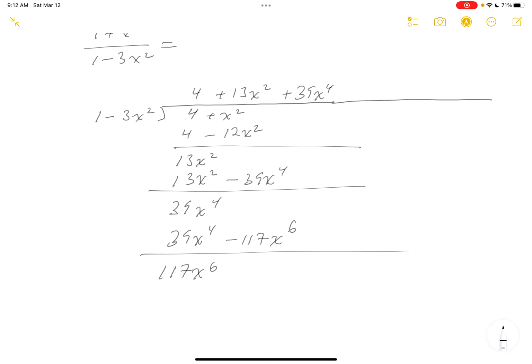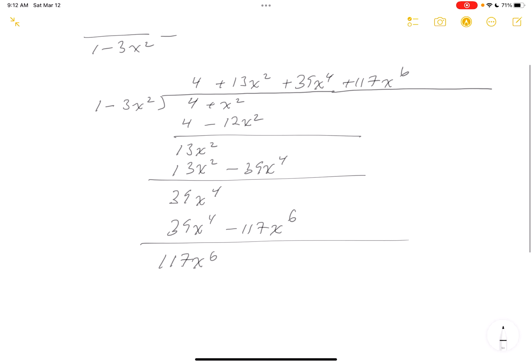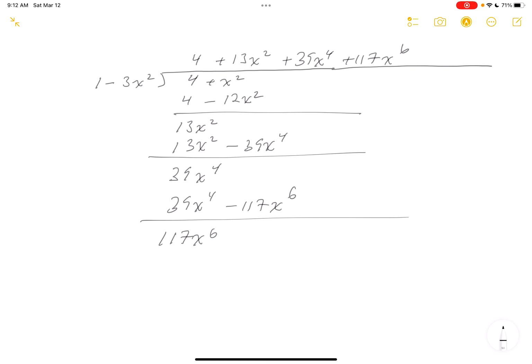Got to keep moving, don't we? Let's see. Plus 117x to the 6th. Let's see what you get. 117, right? A little more difficult. Let's take a look at it. 300, 330, 351.